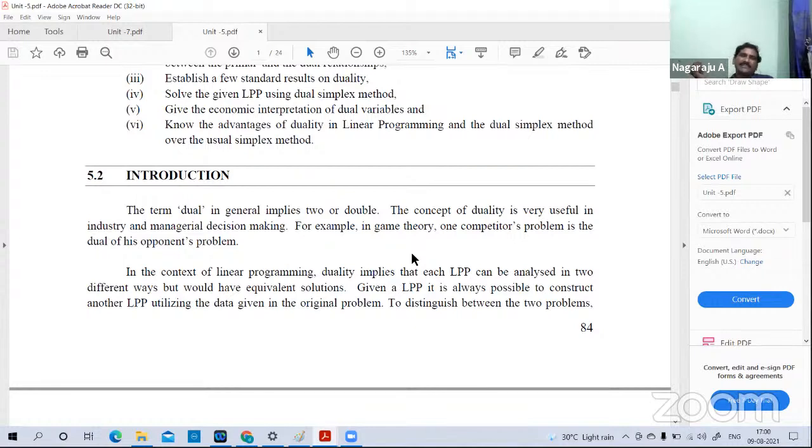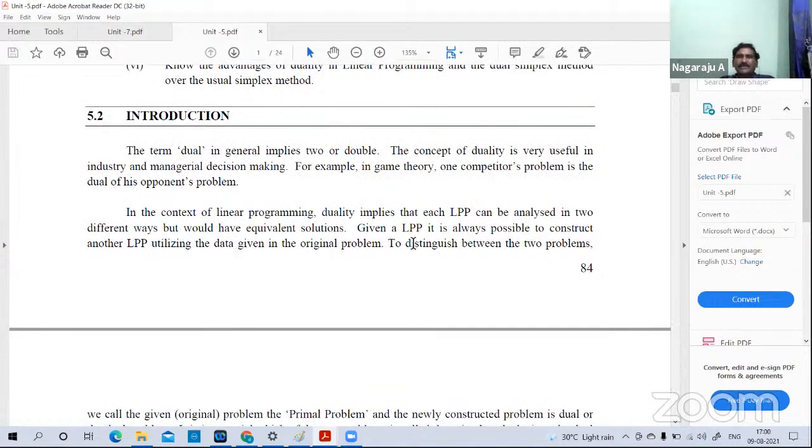Next, coming to the linear programming problem. Duality implies analyzing a linear programming problem in two different ways. Both give the equivalent solution, but only the constraints are modified into another form. The utilization distribution between the two problems, primal and dual, will be the same.